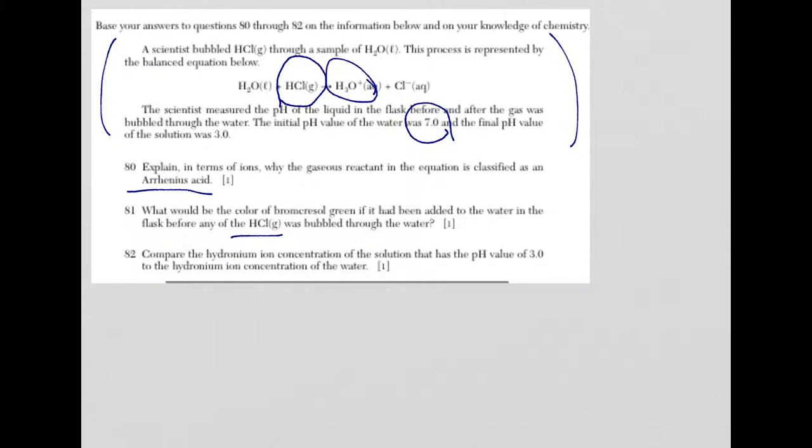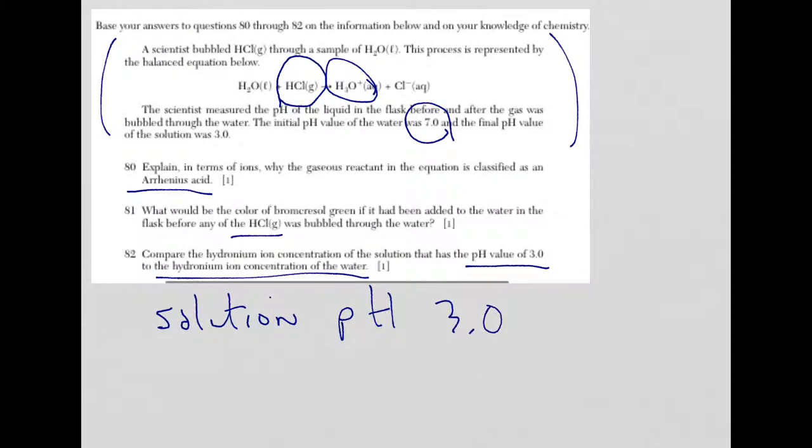Finally, for 82, compare the hydronium ion concentration of the solution that has a pH value of 3 to the hydronium ion concentration for the water. Well, the lower the pH value, the more hydronium ions. So, the solution has a pH of 3.0, which has a greater amount of hydronium ions than plain water, which has a pH of 7 or 7.0.